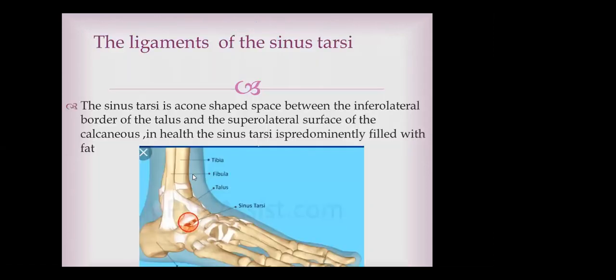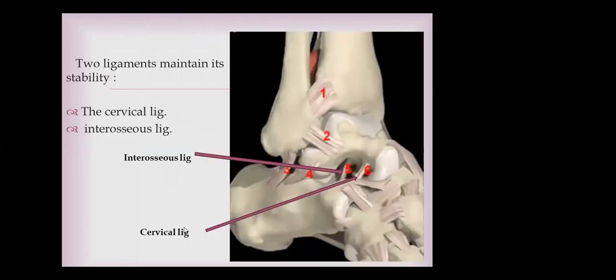The ligament of sinus tarsi. Sinus tarsi is a cone-shaped space between the inferolateral malleolus and the superolateral calcaneus. It is usually filled with fat in healthy patients. It maintains stability by two ligaments, which are the interosseous ligament and the cervical ligament.